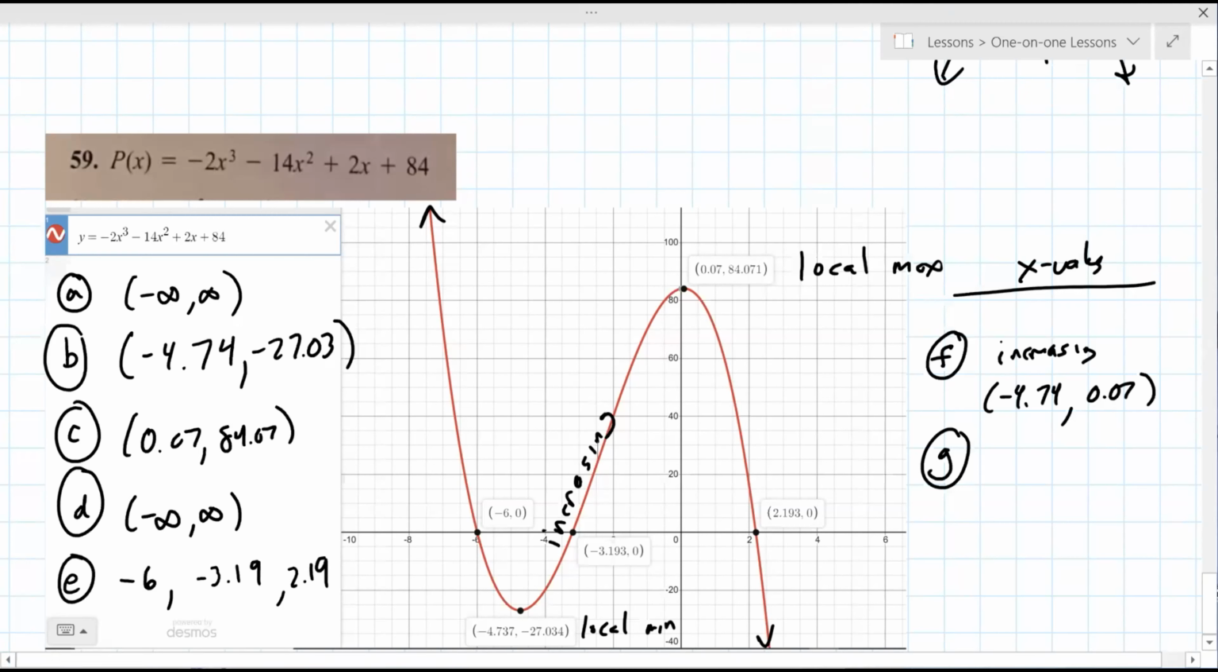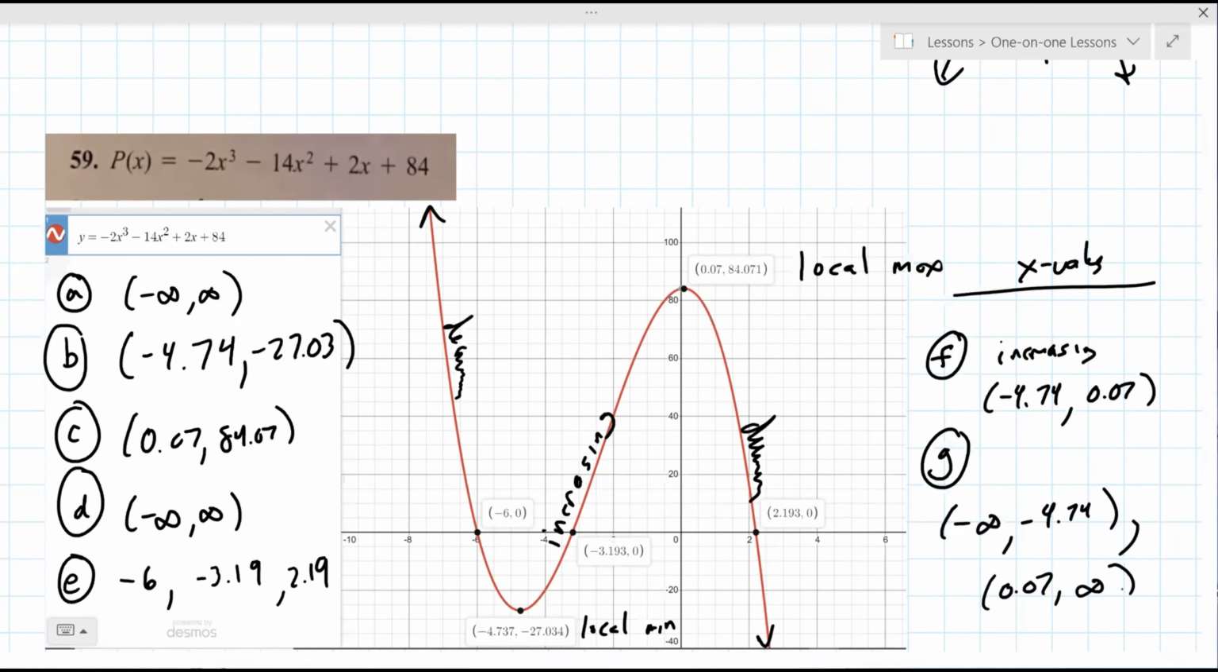So it's decreasing now, going the other way. Decreasing down here, decreasing down here. So it actually is two intervals: -infinity to -4.74, comma, 0.07, comma, infinity. I'll be right back.